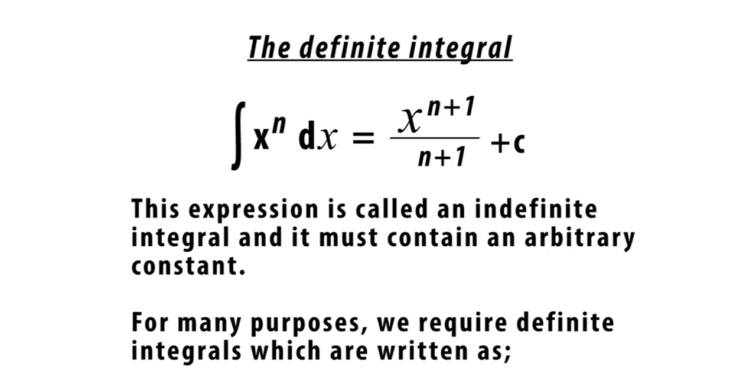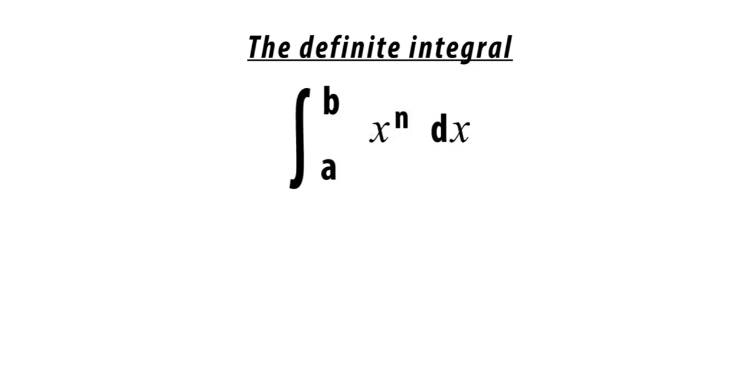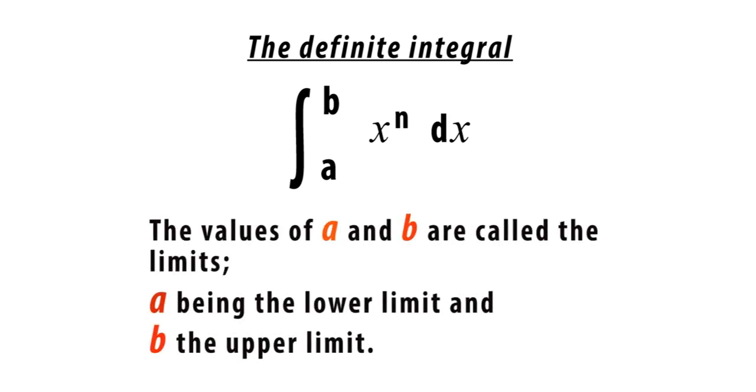For many other purposes, we may require the definite integrals, which are written as the integral from a to b of x to the exponent n dx. The values of a and b are called the limits, a being the lower limit and b the upper limit. The method of evaluating a definite integral is shown in the following examples.